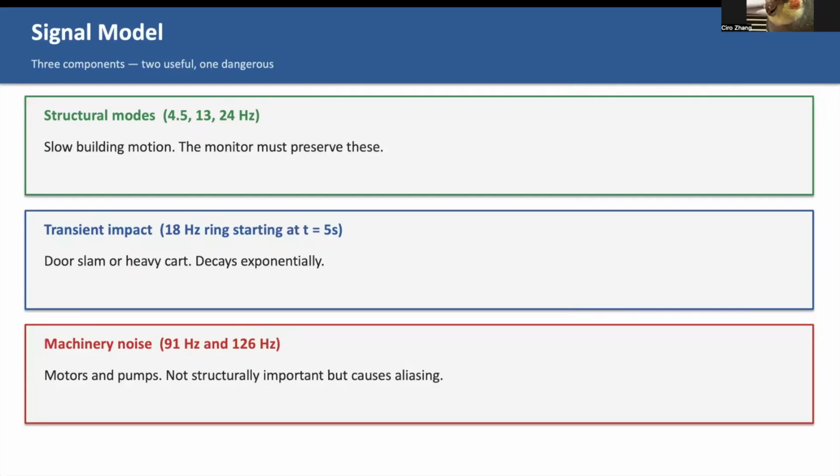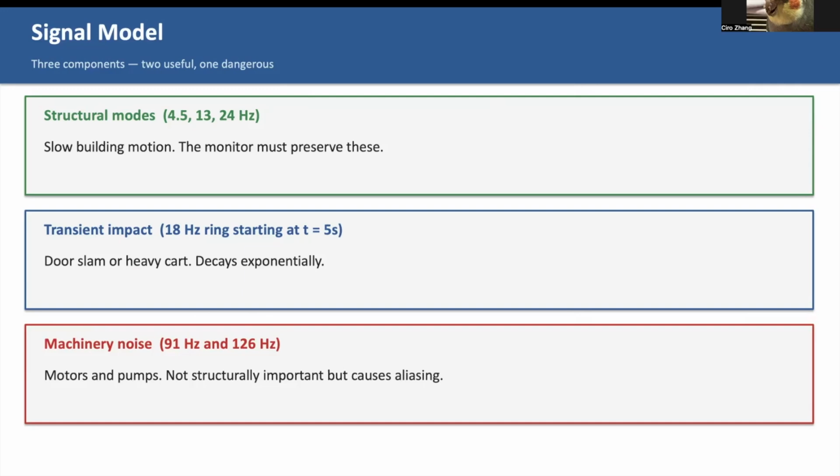We modeled the vibration in three parts. First, we're looking at the structural modes, these low frequencies. Here we have a 4.5, 12, and 25 hertz signal. These low building motions are the values we actually care about and the ones our sensor needs to detect if there are any big jumps.